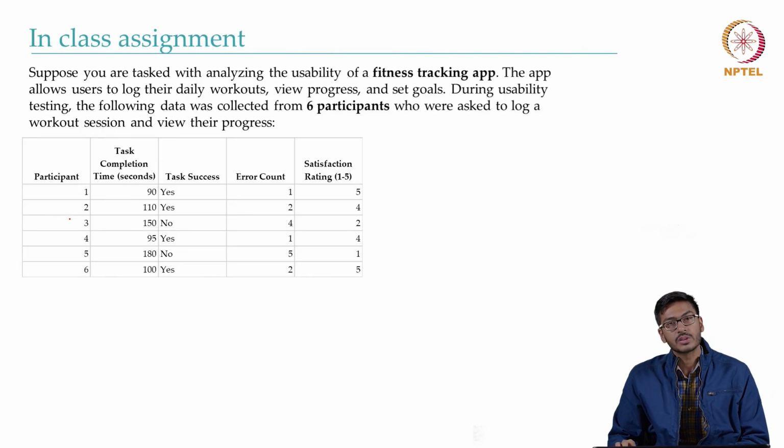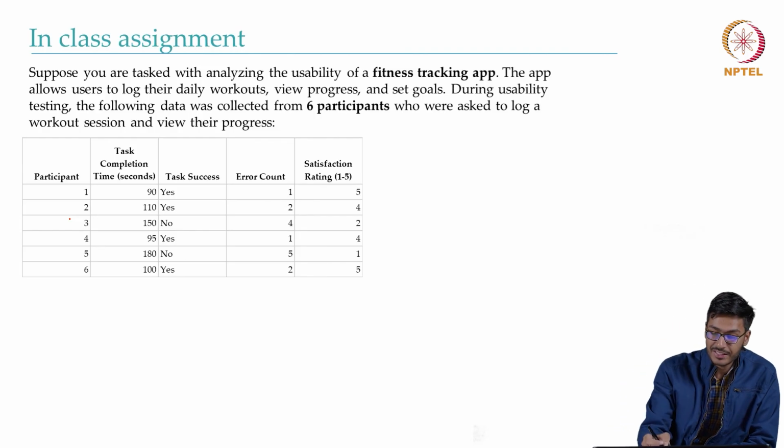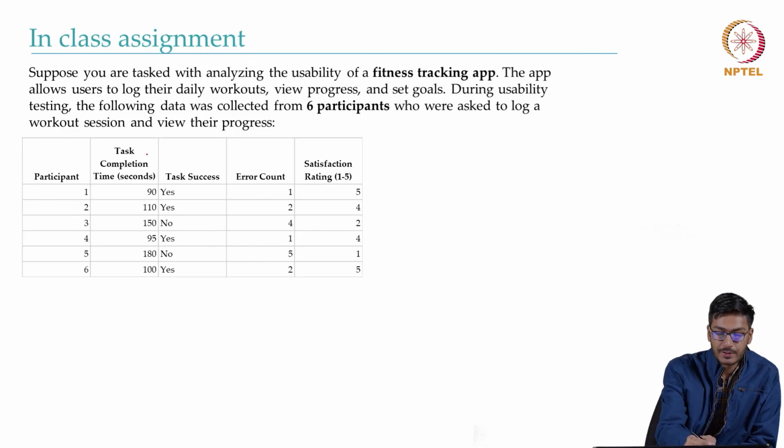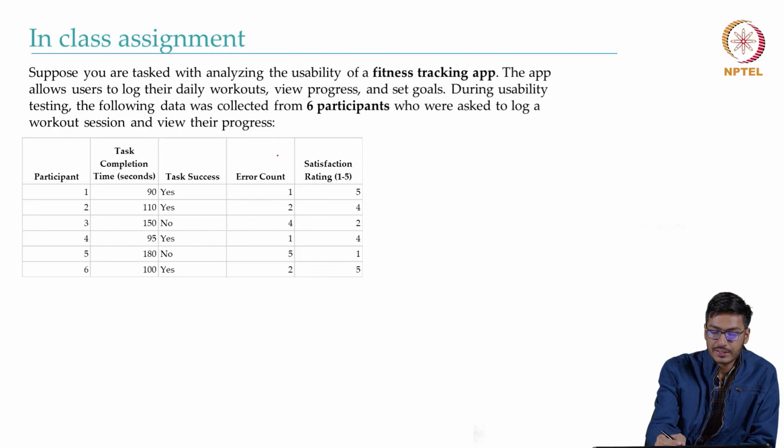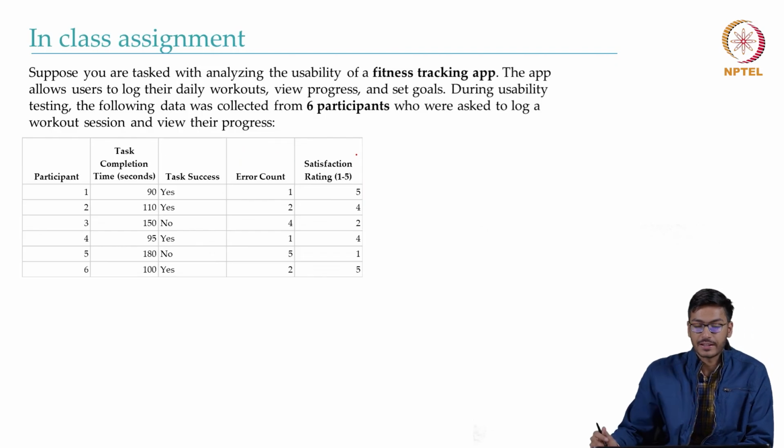We come to our in class assignment. Your task is analyzing the usability of a fitness tracking app. The app allows the users to log their daily workouts, view their progress, and set goals accordingly. During usability testing, the following data was collected from 6 participants. The data contains task completion time, task success, error count, and satisfaction rating.